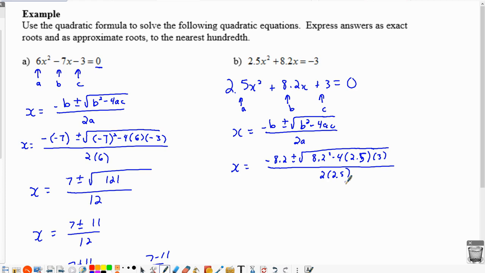8.2 squared minus 4 times 2.5 times positive 3. That's true, 200% that's equal to... Ooh. In my head? Huh. Times 3 is crazy.